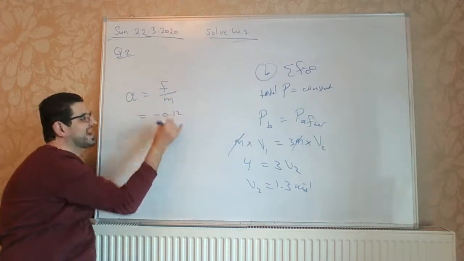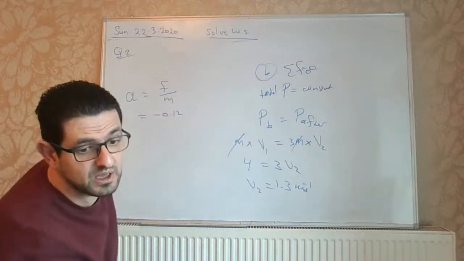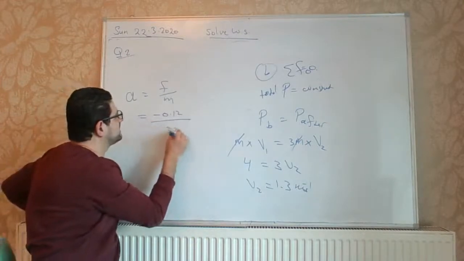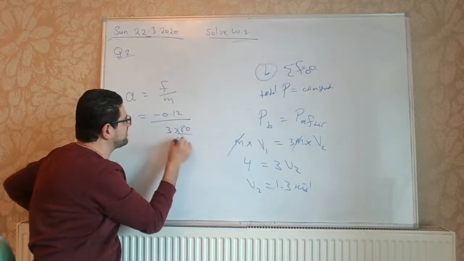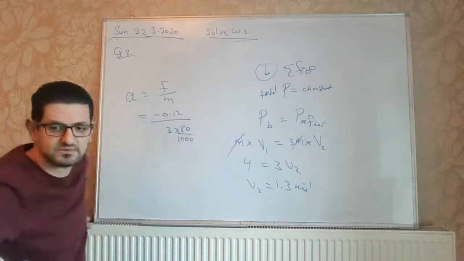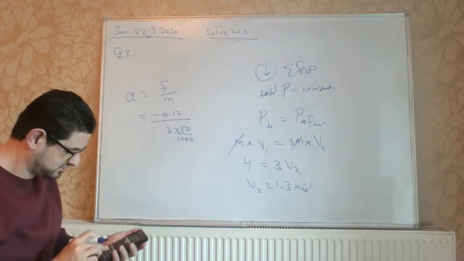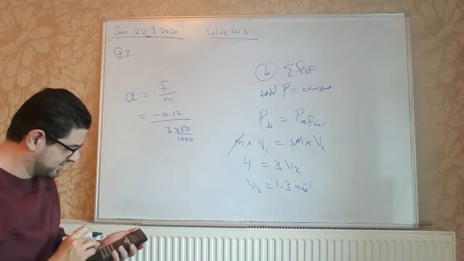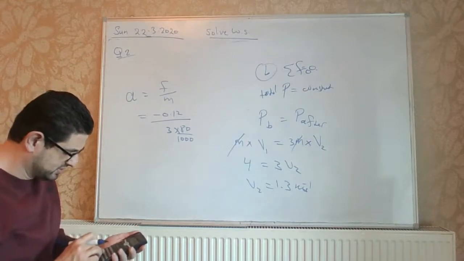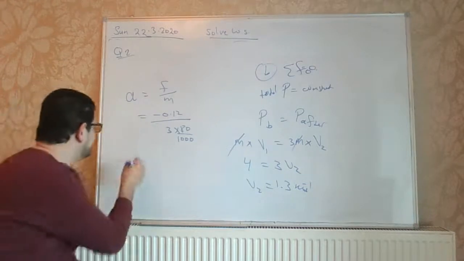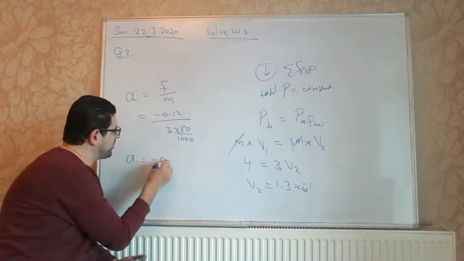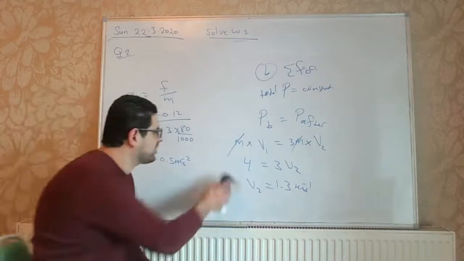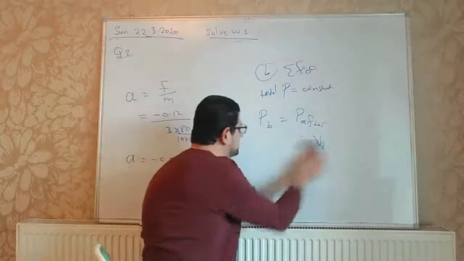Deceleration is force, negative 0.12 because it is friction, over the mass, 3 times 80 over 1000. So 3 times 80 over 1000, 0.12 over that, and the acceleration comes out negative 0.5 meters per second squared. This is the acceleration. And we know that their speed is 1.33.